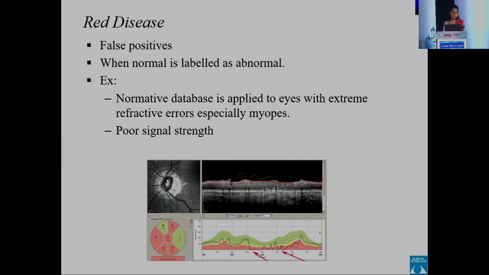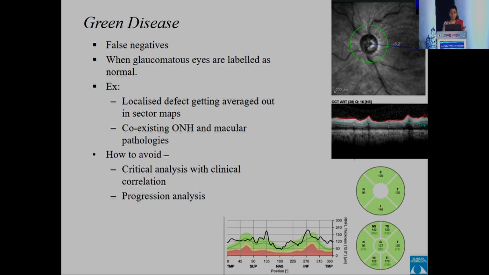Now this variability also gives rise to some diseases like red disease, wherein there are false positives. That is, a normal is labeled as abnormal, like in this case where a myopic eye was labeled as glaucomatous because of the normative database applied to the extremely refractive error eye. And there is something called as green disease where abnormal is labeled as normal. So in this case, a patient of known glaucoma having an inferior rim notch, when presented with CRVO, had retinal edema, and because of which the OCT showed a green image showing normal thickness in all, which is actually false.